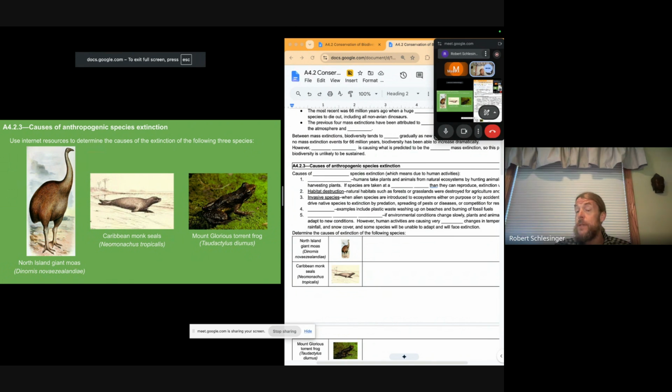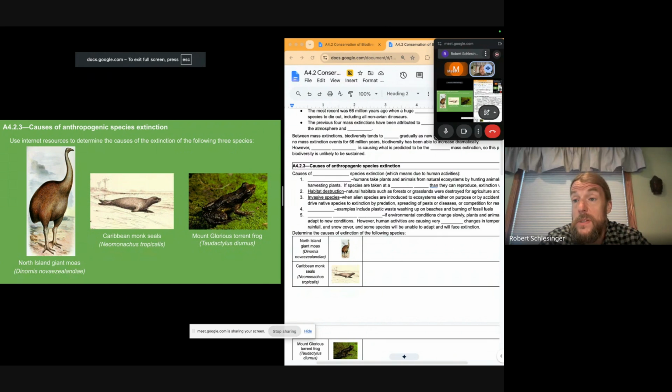However, their cousins in the Caribbean were driven to extinction during a lot of the slave trade. So when the Caribbean opened up to trading, and we saw a lot of trade in spices and dyes and obviously slaves, those sailors needed to eat, and so they drove those Caribbean monk seals to extinction. So that's a slightly more recent example. And again, overhunting was the cause.